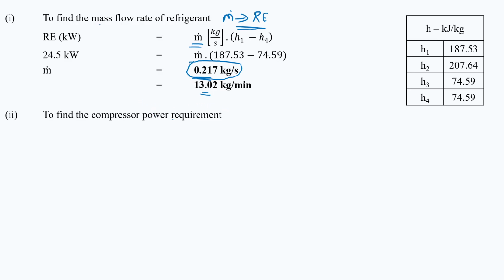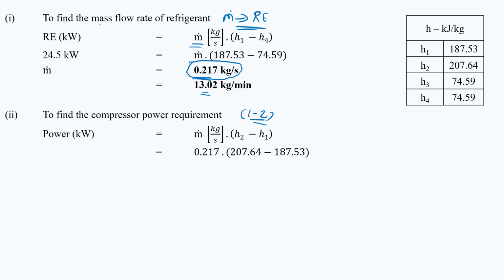Then to find the compressor output, we know the compressor is concerned with the state 1 to 2 isentropic compression. So power in kilowatts can be given as mass flow rate of the refrigerant in kilogram per second into H2 minus H1, or substituting the values, 0.217 into 207.64 minus 187 gives the value to be 4.36.